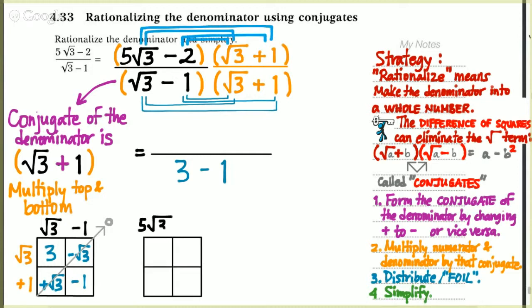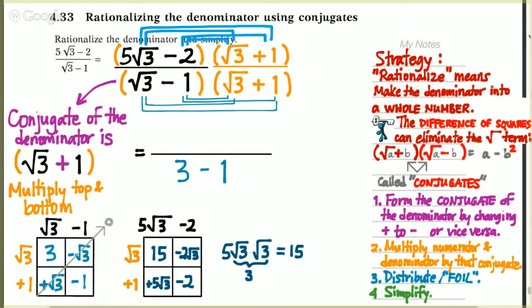Upstairs, same thing. 5 square root of 3 minus 2 times square root of 3 plus 1. If I multiply those out, 5 square root of 3 times the square root of 3, well, square root of 3 times square root of 3, by definition, is 3 itself. So that gives me 5 times 3, better known as 15. Negative 2 times 1 is going to give me negative 2. And then here come my cross terms. Negative 2 times the square root of 3, and 5 square root of 3 times 1. So I'll have 5 square root of 3 there.